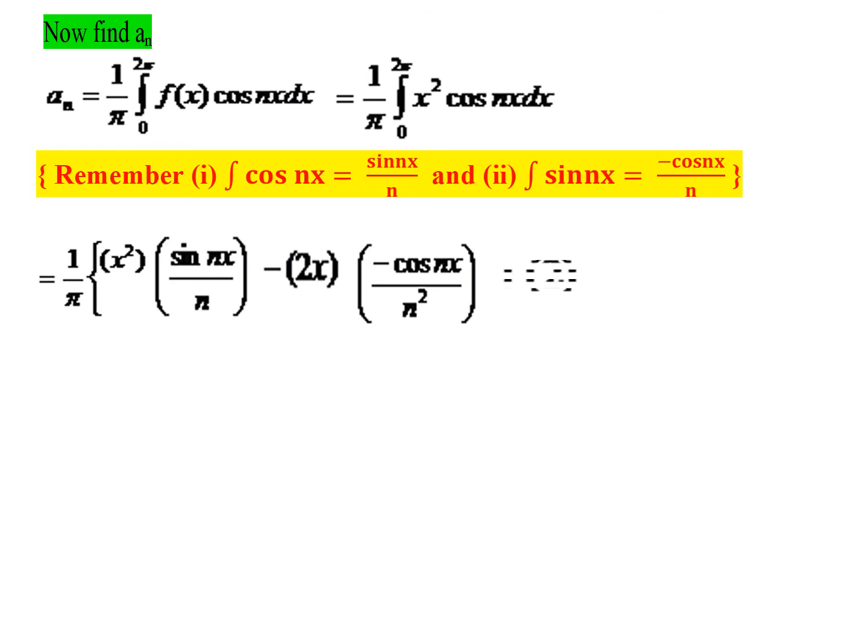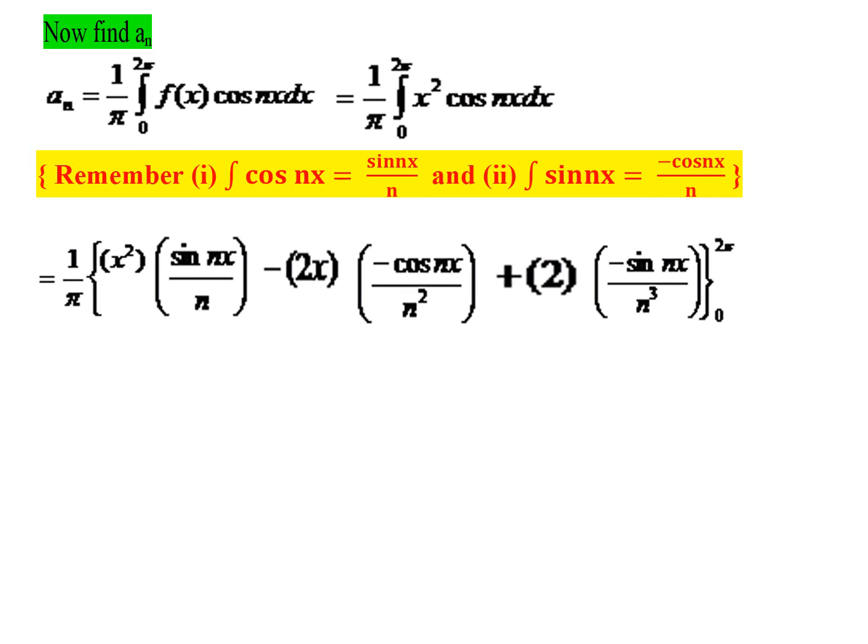Now plus differentiate the first. Now look at the first term in the latest step we have to take. So in the latest step, what is the first term? 2x. So when we differentiate that, we get 2, into integrate the second. What is the second term now? Minus cos nx by n squared. So when we integrate, we get minus sin nx by, again n will come, so it will become n cube.